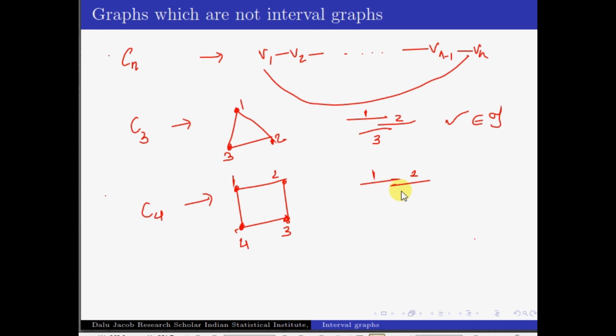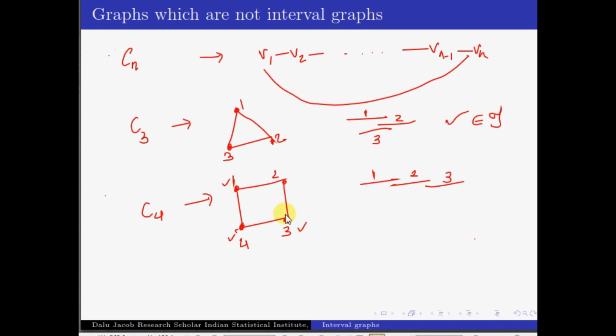Now let us come to the third vertex. You can notice that the third vertex is adjacent only to 2 but not to 1. So I need an interval which intersects with 2 but not with 1. The only possible way to draw such an interval is by placing an interval over here. So this is an interval representing 3. Now when it comes to the fourth vertex, what we need is an interval which intersects with both 1 and 3 but not with 2.